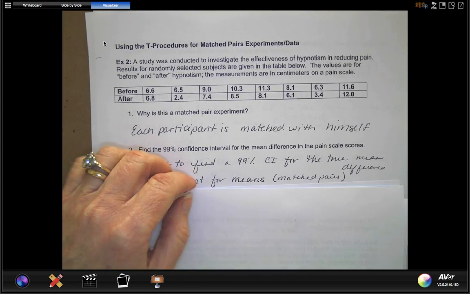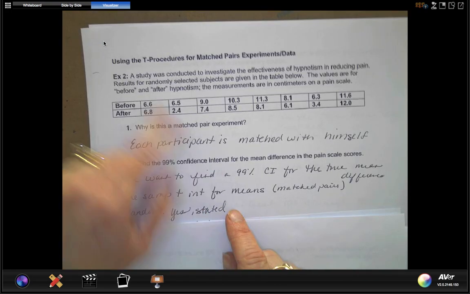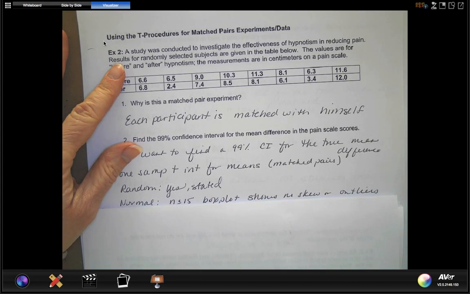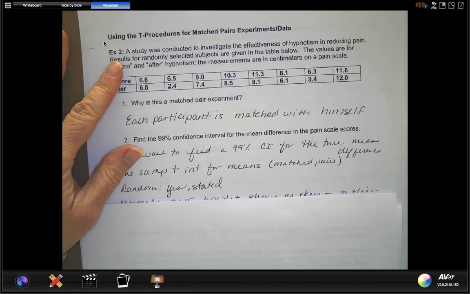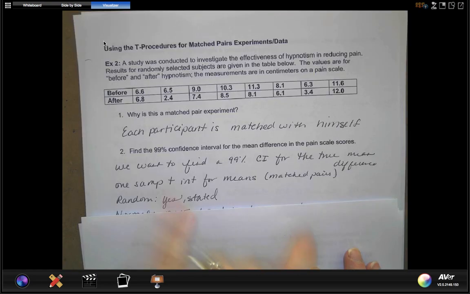If you notice here, I put the matched pair in there. Random, so it's stated here that they are randomly selected subjects. All right, the normal check. What I need to do here is a normal check of the differences. I don't want to check each one separately. I'm doing an analysis here on the differences.